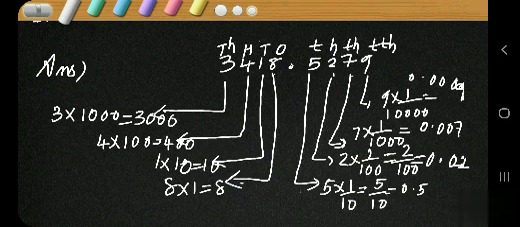The third digit is 7. I couldn't write here. Some problem again with this digiboard. Okay. Third digit is 7. 7 is in the thousandths place. So 7 into 1 by 1000 is equal to 7 by 1000. That step I haven't written here, but you have to write. That's equal to 0.007. Due to the lack of space I am doing like this.